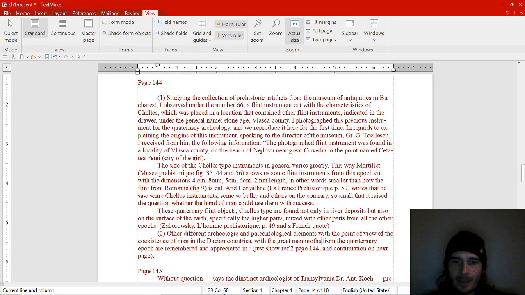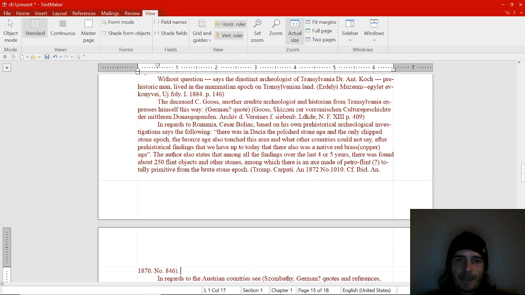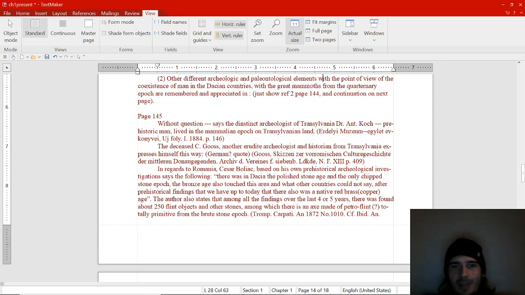Why does this happen? Page 145. Without question, says the distinct archaeologist of Transylvania, Dr. Ant Koch. Please, no profanity here. Prehistoric man lived in the Mammoth epoch on Transylvanian land, and his text. The deceased sea goose, again, it's not a goose, it's the guy's name, okay? Another erudite, which means he's like a freaking genius, archaeologist and historian from Transylvania expresses himself this way.